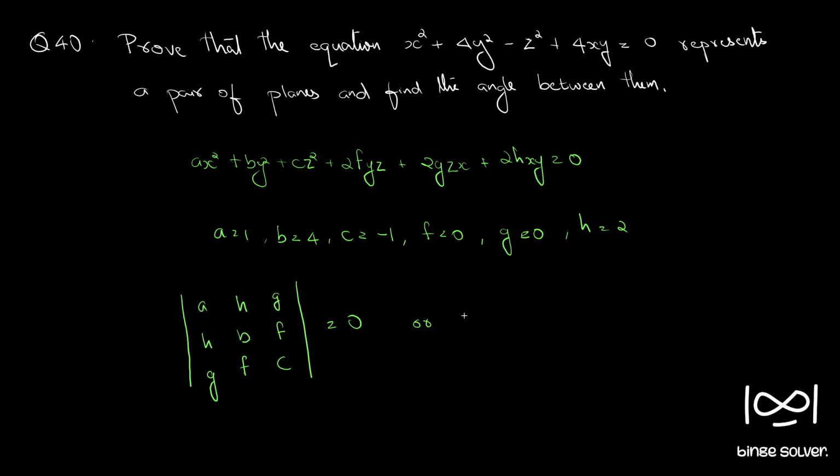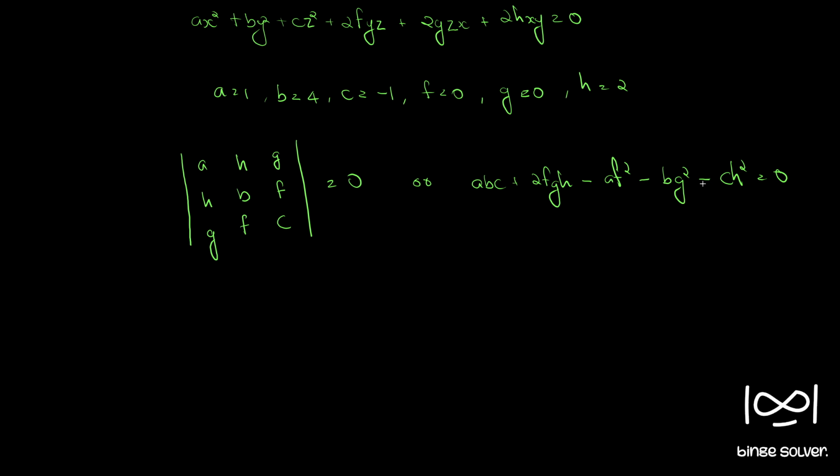Or abc plus 2fgh minus af square minus bg square minus ch square is equal to 0. Show this. abc is nothing but 4 minus 4, plus fgh, where f and g are 0, minus af square, f is 0, minus g square, minus c h square, which is minus minus 1 times h square. h square is 4, so 4 minus 4 is equal to 0. So we have this as 0.